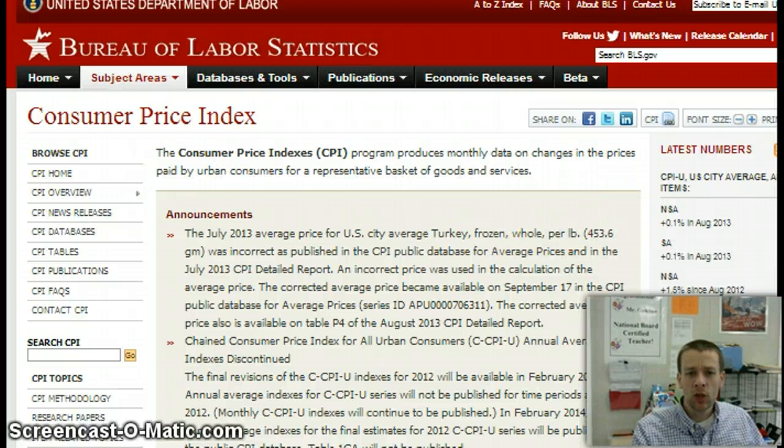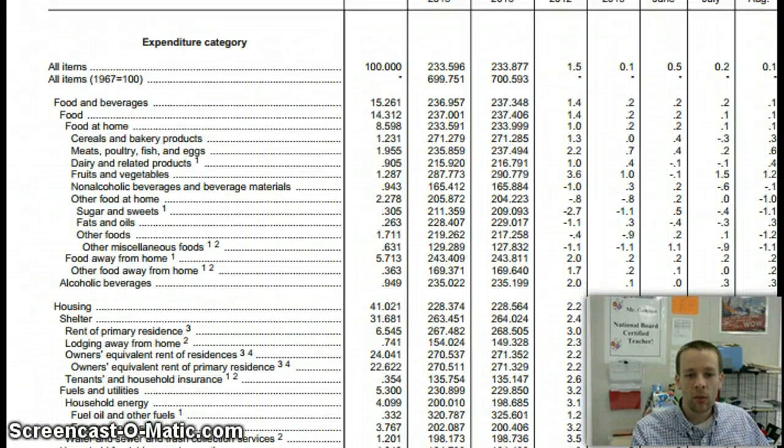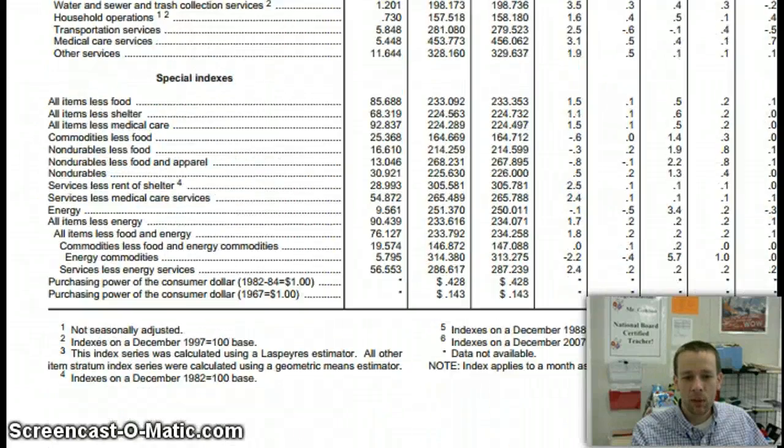So let's take a look at what's actually in this market basket. All right, so here's a snapshot of it. Notice it covers all food, energy, even down to the electricity, commodities, new vehicle prices, used cars, apparel, all these different things. And it gets down to a pretty specific level. Let me show you here. Notice we break it out by how much we're spending simply on cereal, meats, poultry, all of these specific things. And if you go down, it breaks it down even more.